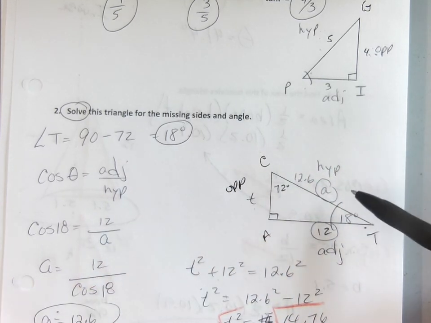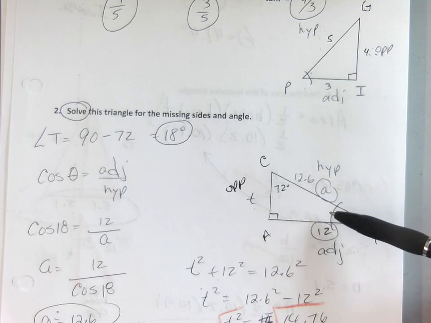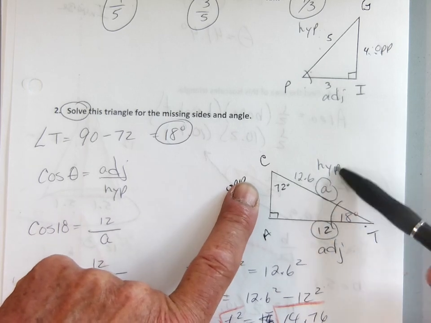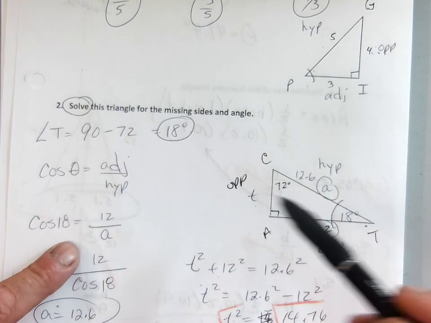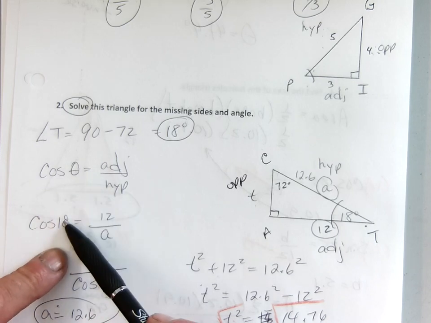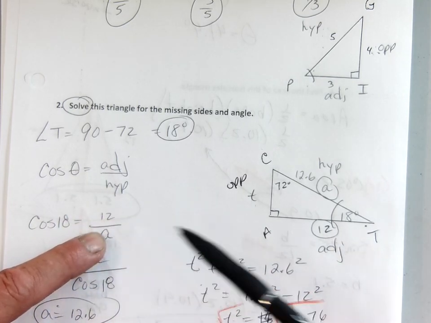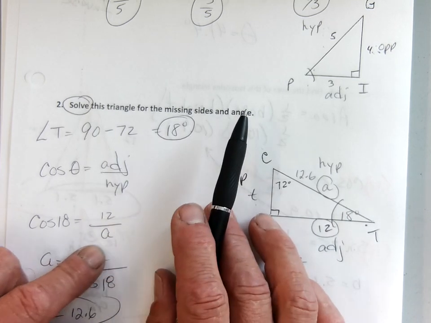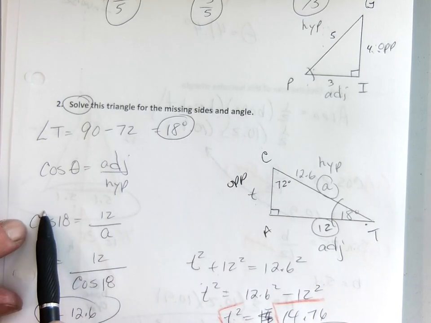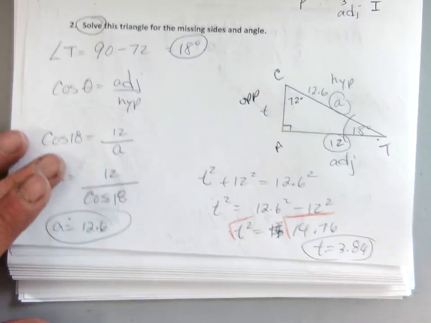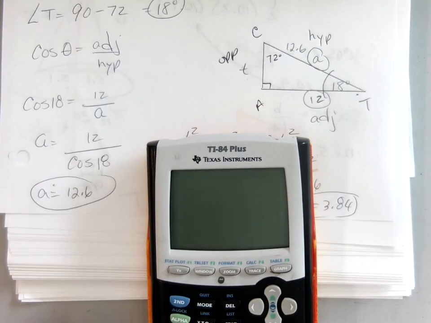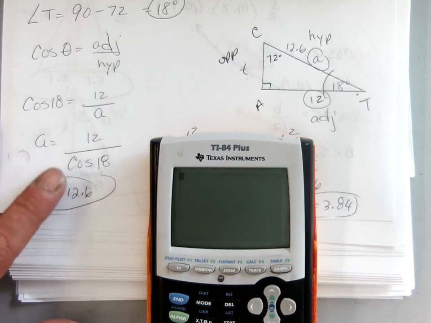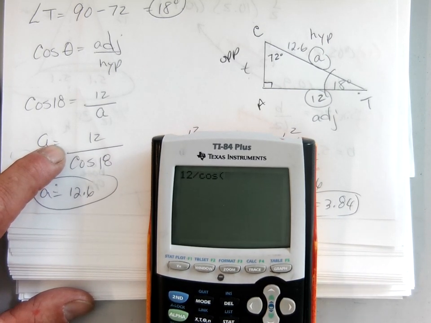Okay, so let's find the hypotenuse. My adjacent and my hypotenuse call for cosine. So I set up cosine of theta, which is 18, that's the angle, equals the adjacent side, which is 12, over the hypotenuse, which is a. Whenever I have the variable on the bottom, I multiply by a, bring it up, and divide by cosine of 18. Then I type that into my calculator exactly like that. Make sure you're in degree mode, not radian mode.